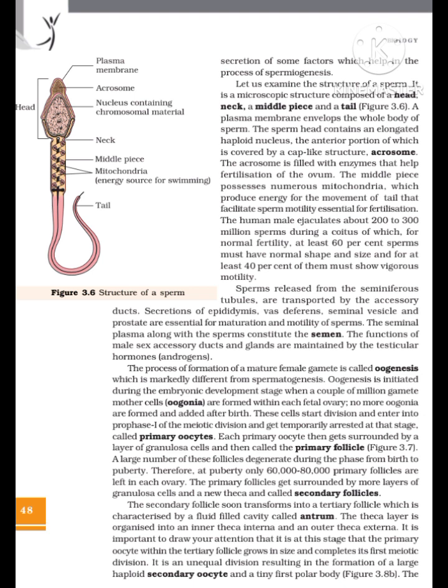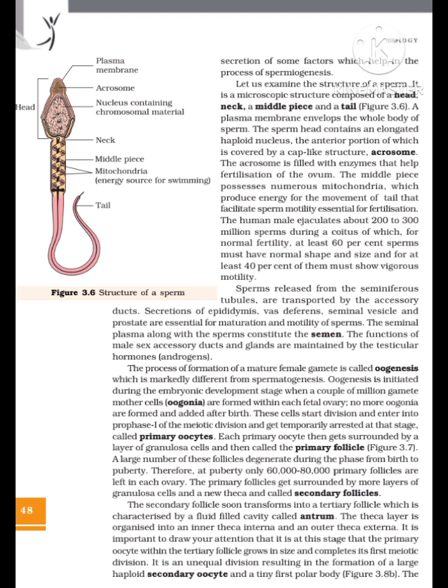The seminal plasma along with the sperms constitute the semen. The functions of male sex accessory ducts and glands are maintained by the testicular hormones, androgens. The process of formation of a mature female gamete is called oogenesis, which is markedly different from spermatogenesis.